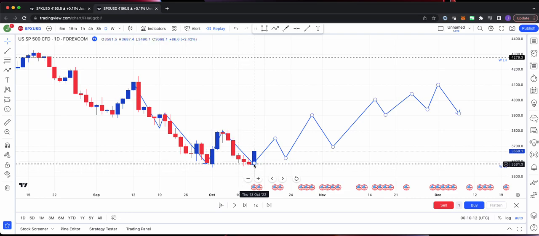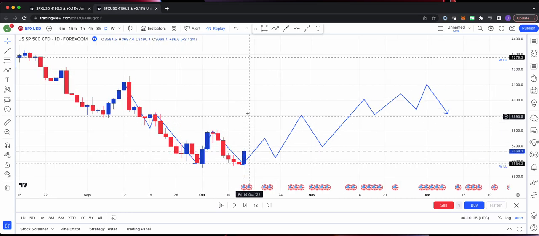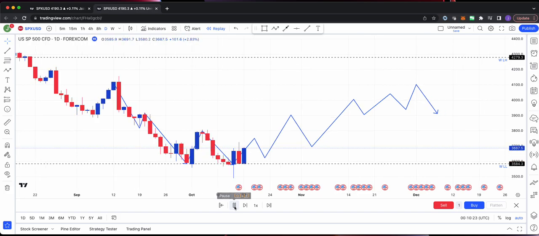It does not make a lower low, does not close below, and we get this candle. I'm in a daily chart right now. And then if we play it forward, we have another candle that's rejecting, still not able to close below, and then another bullish candle.